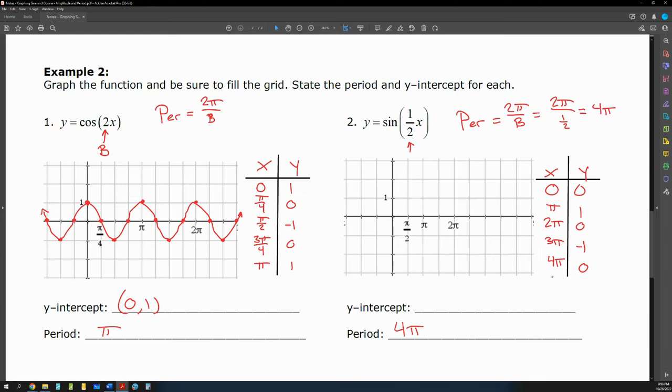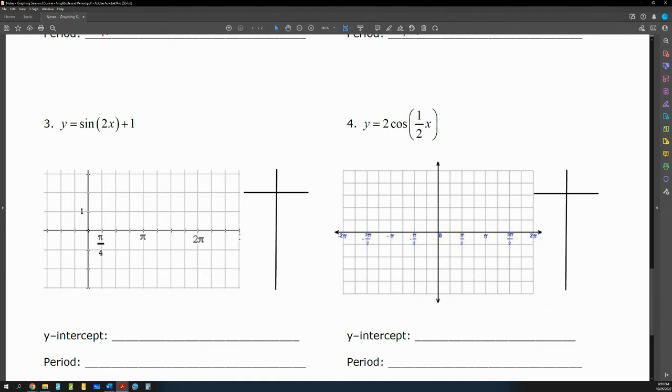So let's go ahead and graph this. Here we have 0, 0. We have pi 1. We have 2 pi 0, 3 pi negative 1, and 4 pi 0. We can go ahead and continue the graph. Draw those waves. And we get this function here. The y-intercept is going to be the origin, 0, 0. Okay?